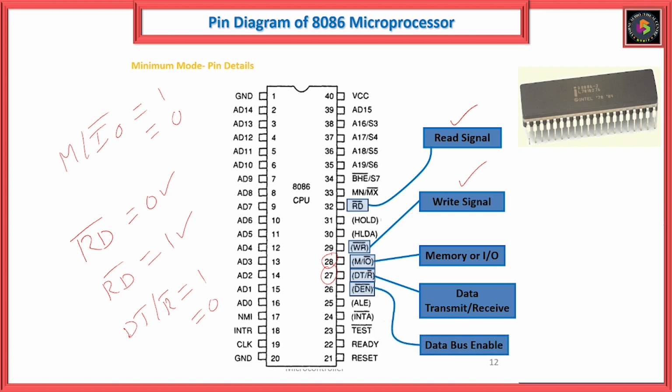And this is the data bus enable. We have the data lines from D0 to D15, which we can also call the data bus. To enable the data bus, there is a pin available, DEN bar. Similarly, this is also an active low pin. If we make DEN bar equal to 0, this pin is enabled for the operation.